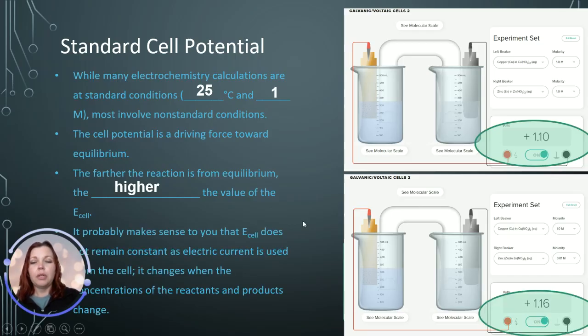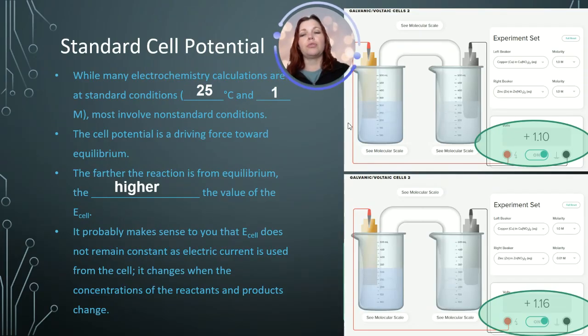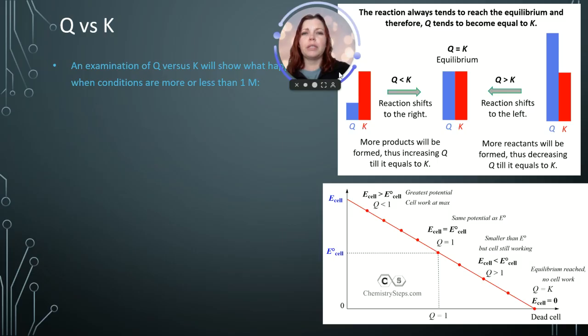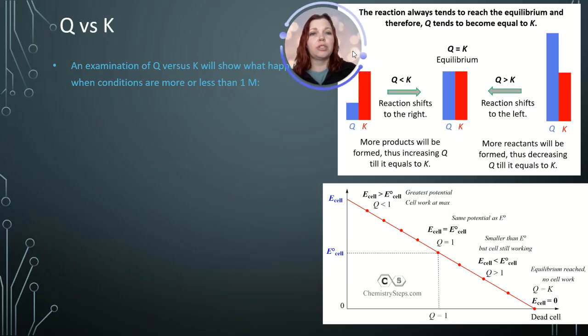You can see that. So it probably makes sense to you that the Ecell does not remain constant as electrical current is used from the cell. It changes when the concentration of reactants and products also change. So we can examine a Q versus K situation to show what happens when the conditions are more or less than 1 molar. As a reminder, the reaction always tends to reach equilibrium, and therefore Q tends to become equal to K. At standard conditions, Q is equal to 1. And so you can see that on the graph down here.